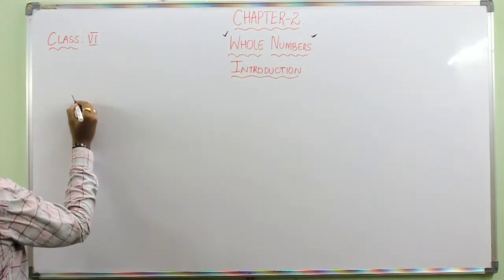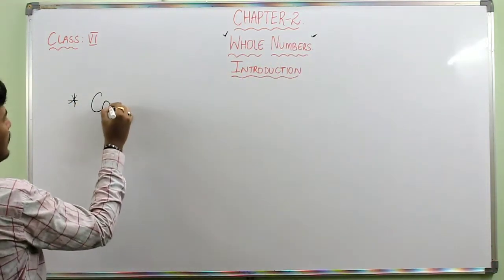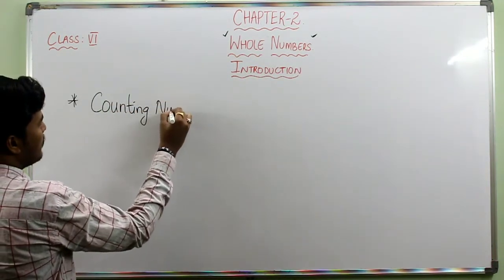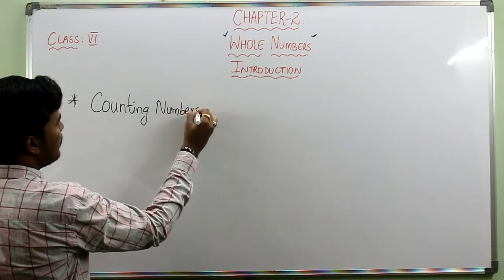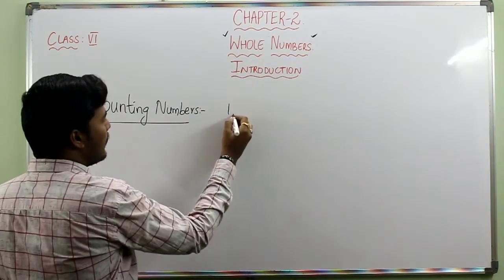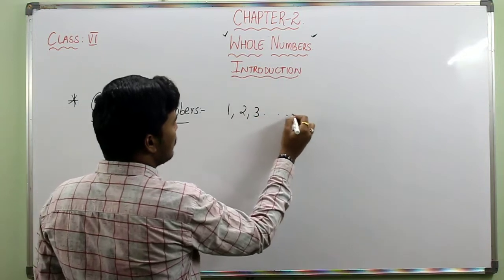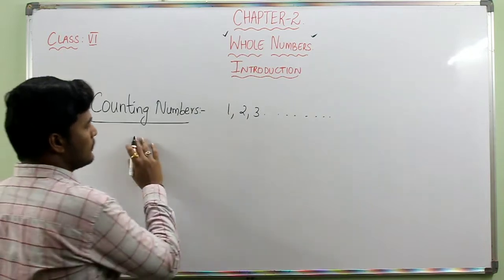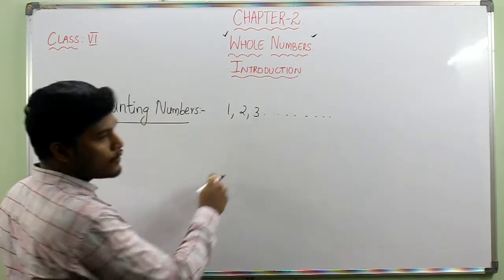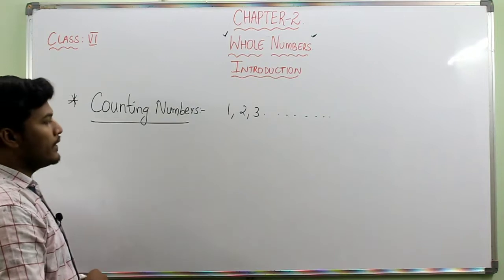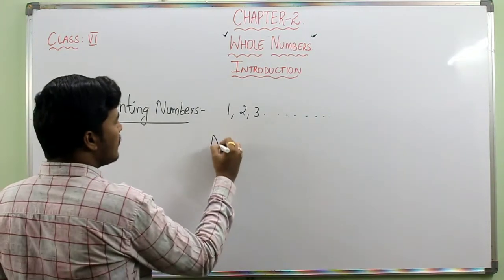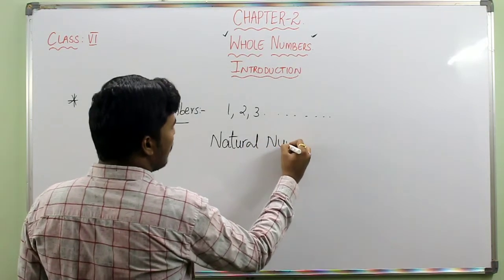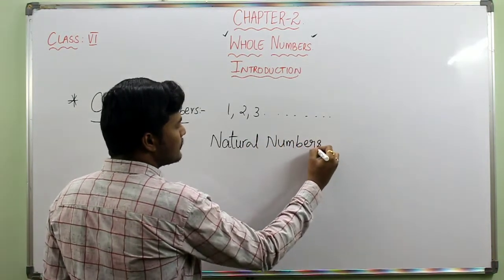Before starting about whole numbers, we should know what are counting numbers. What are counting numbers? If I give you anything, you will start counting 1, 2, 3, and so on. These numbers are called counting numbers. The numbers which are used for counting are called counting numbers. The counting numbers are also called natural numbers.